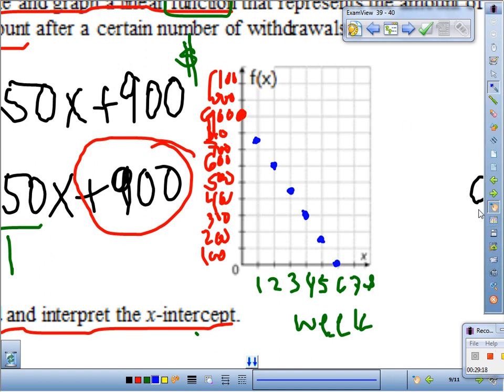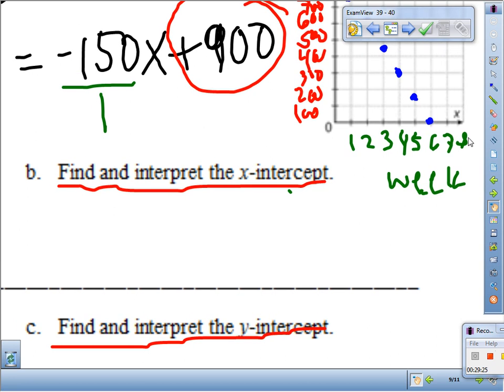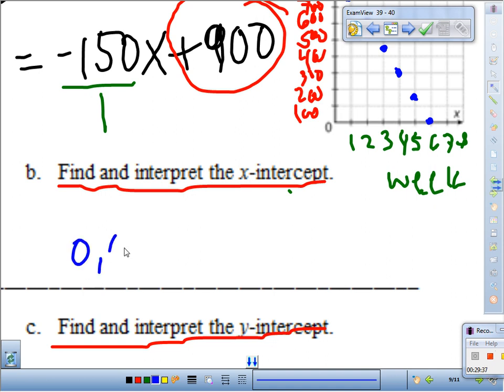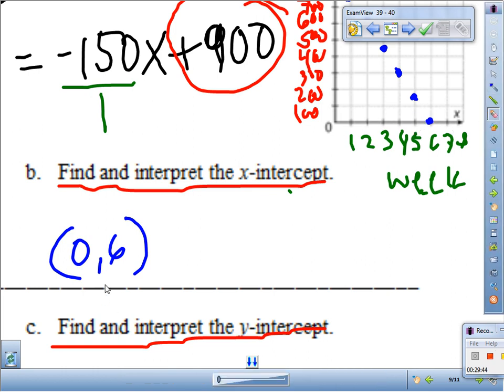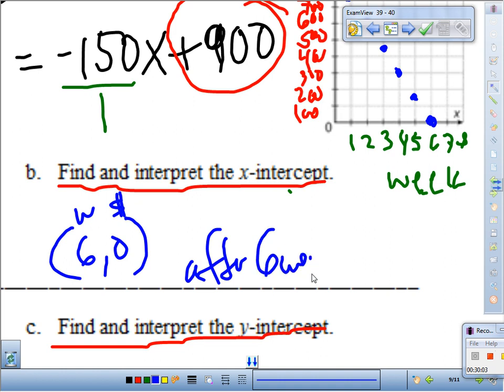So, at the end, remember, it says find and interpret the x-intercept before you leave. Let's do this. We got 1 minute. Here we go. Look up. What's our x-intercept? 0, 6? No. 6, 0. 6 on x and 0. Isn't this the x-intercept right here? Yes. So what does that mean? This is in weeks, this is in money. What does that mean? After 6 weeks, we have what? $0.